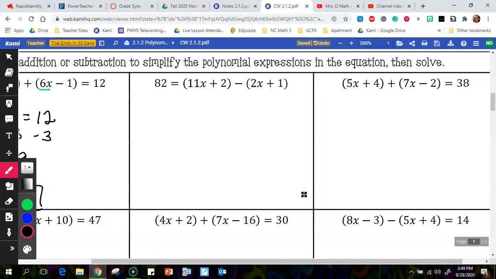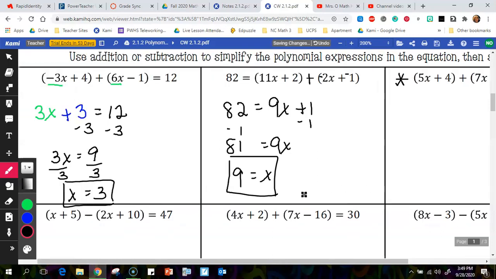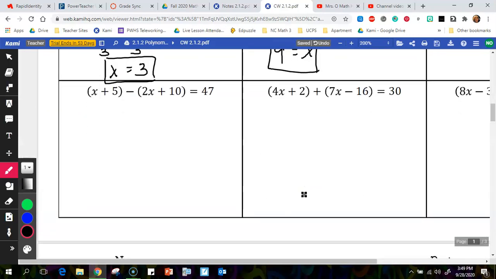Okay, so this one has subtraction in it. So I would want to change this to add. Change that to a -2 and a -1. Okay, and keep the 82 the way it is. 11x minus 2x, 9x. And then that's +2, -1, +1. Subtract 1 from both sides. 81 equals 9x. Divide by 9. 9 equals x. All right, I want you to do this one by yourself.